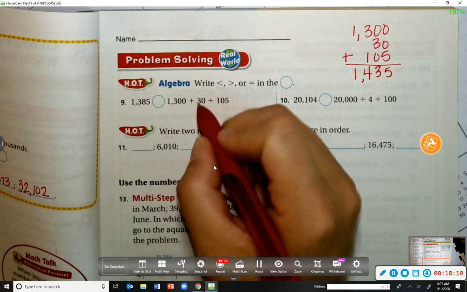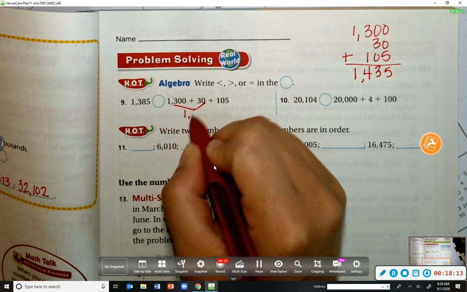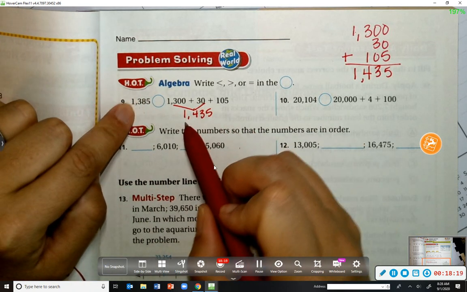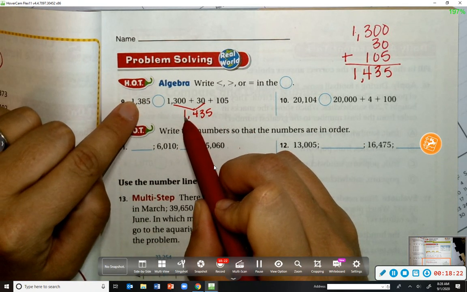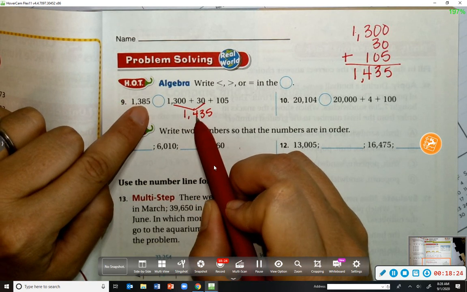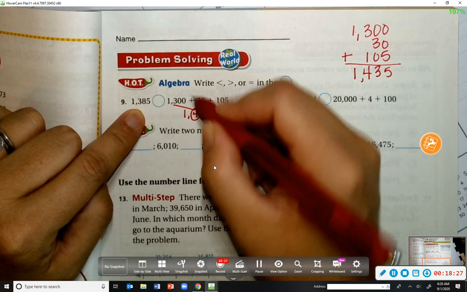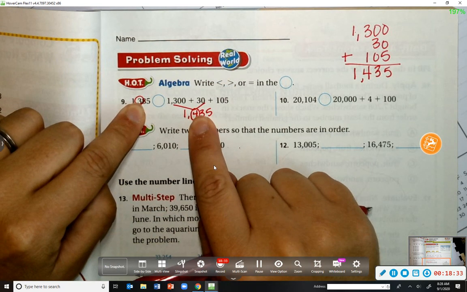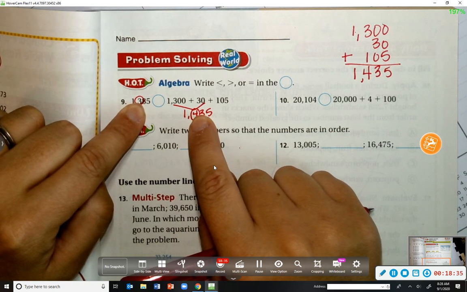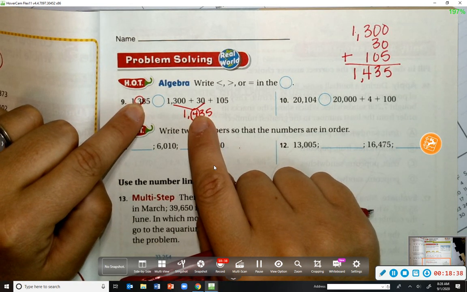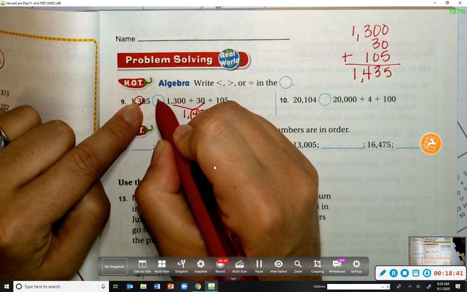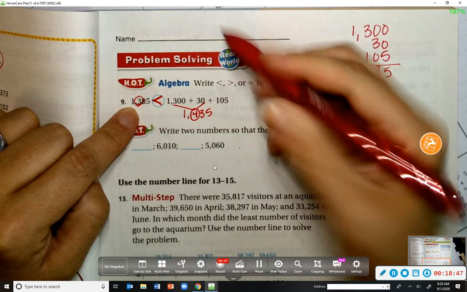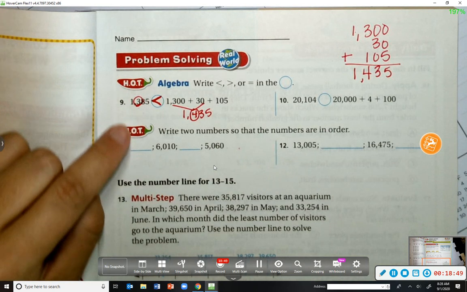So now I am comparing 1,435 to 1,385. Since they both go to the thousands place and they both have a 1 in the thousands place, I'm going to go on to the hundreds place. 4 and a 3. Now, 3 is less than 4, so let's think about which way our symbol needs to go. If 3 is less than 4, then that means the smaller pointy side needs to be pointed towards that 3. And the big mouth needs to be pointed towards the bigger number, the 4.